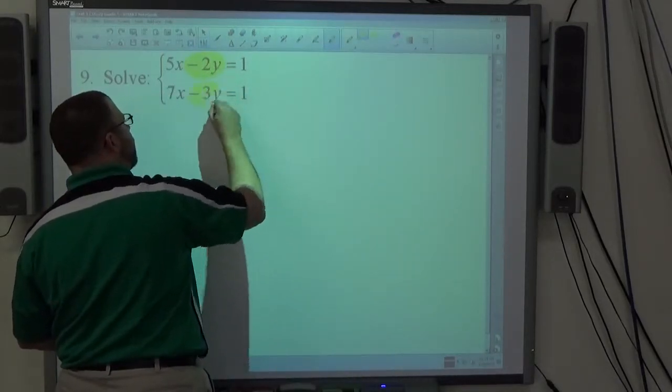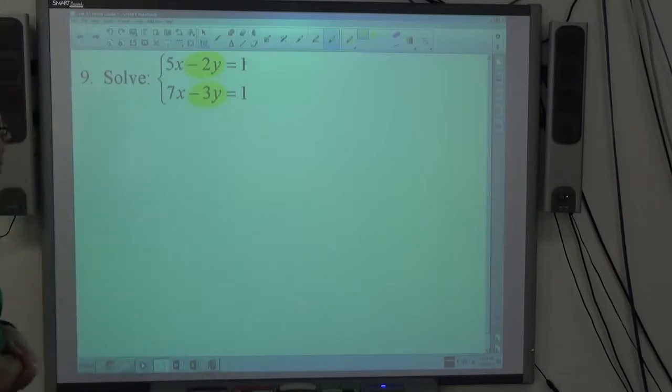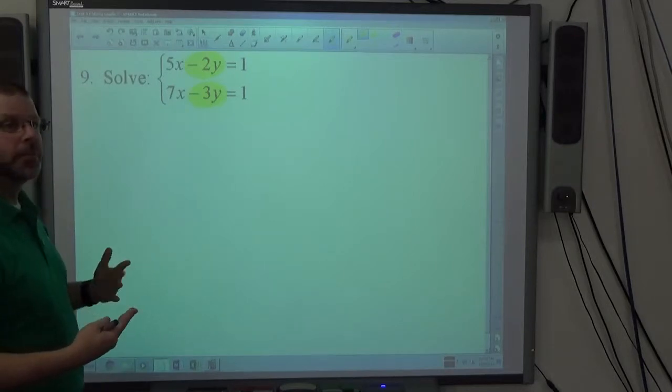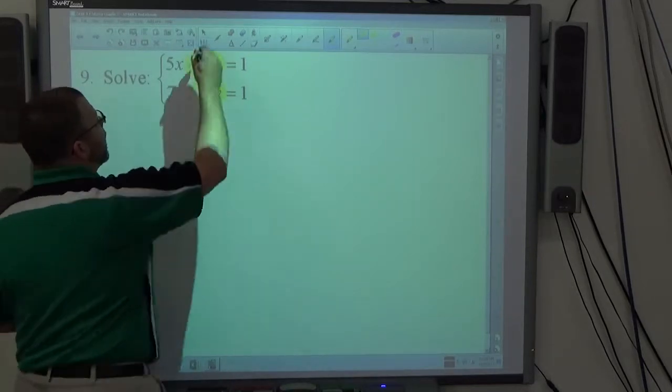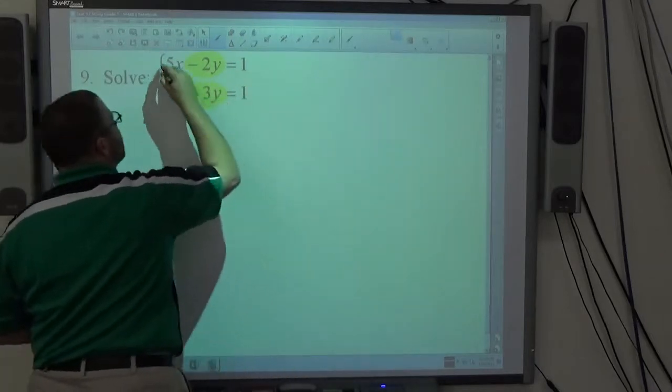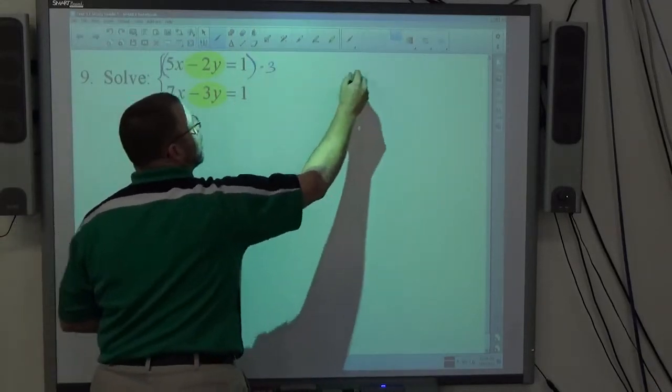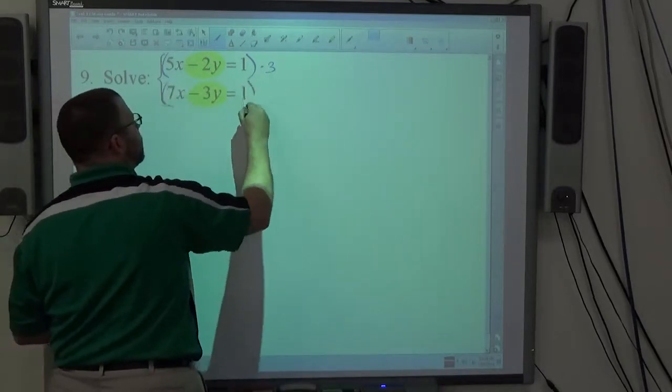So I'm looking at these two y terms. I want them to be the same but opposite. I'm thinking the number 6. 2 times 3 is 6. 3 times 2 is 6. One of those 6's has to be positive. So I'm going to have to multiply one of these by a negative to make that happen. So I'm going to take the top equation times a positive 3. I'm going to take the bottom equation times a negative 2.